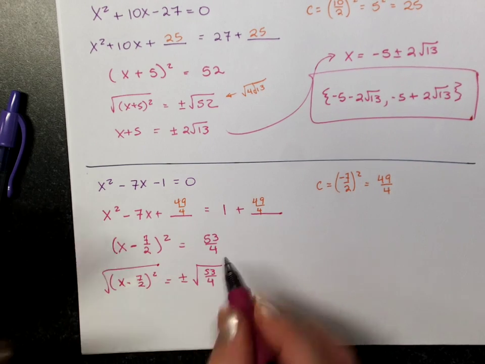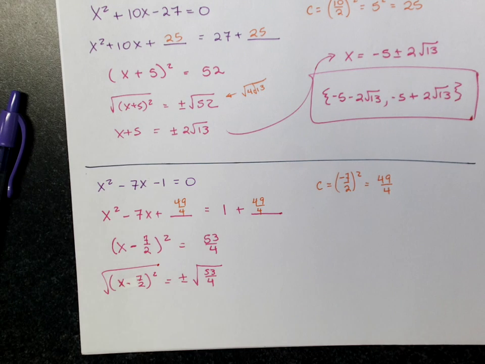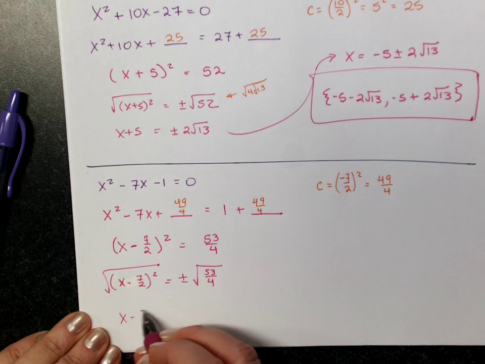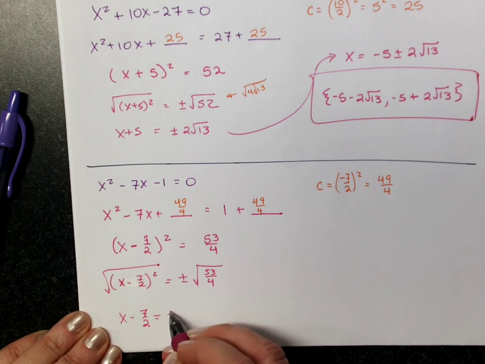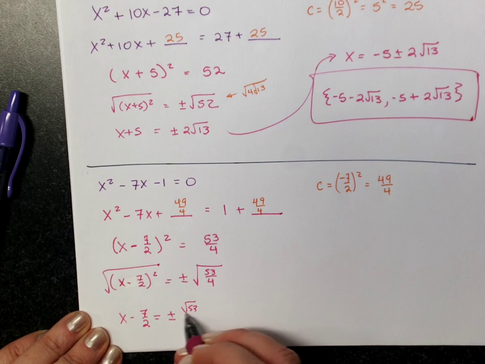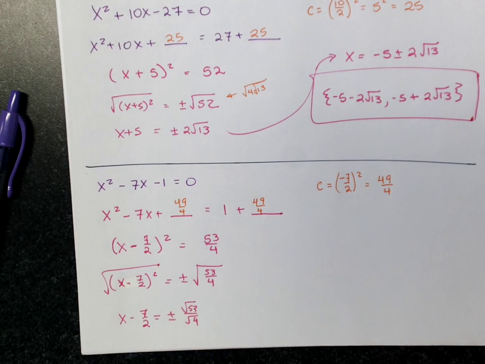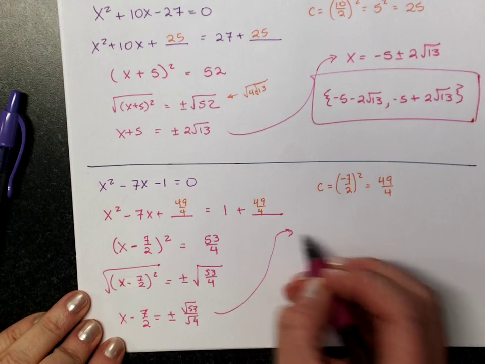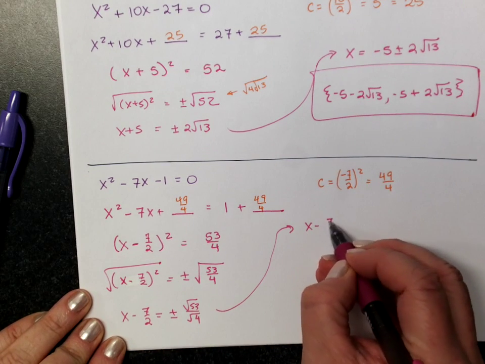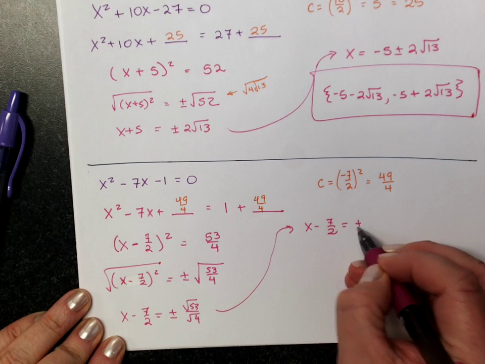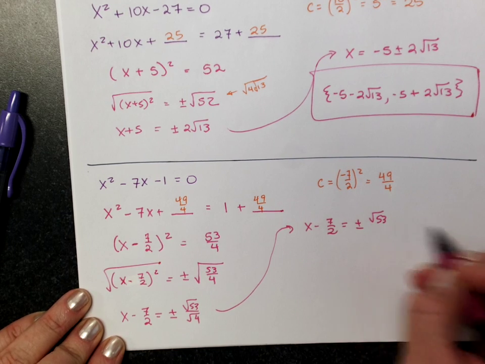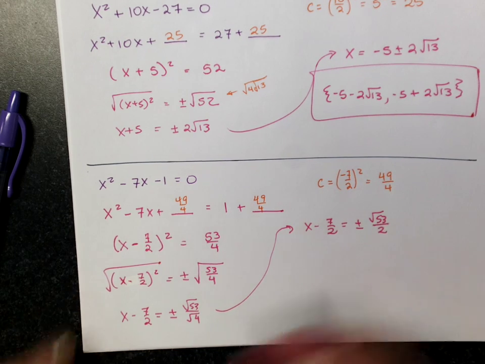Now, square root of 53 fourths, but remember our quotient rule of radicals says break up the radicals, and you can simplify them each separately. So we have x minus 7 halves is equal to plus or minus square root of 53 over square root of 4. Quotient rule for radicals. Okay. So we have x minus 7 halves is equal to plus or minus square root of 53 cannot be simplified. Square root of 4 can be.